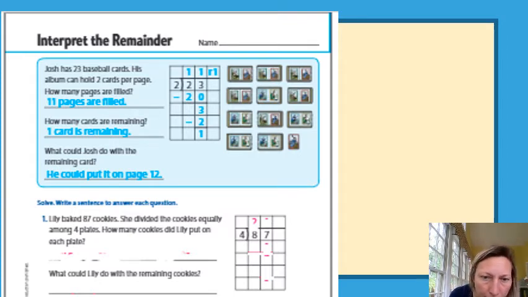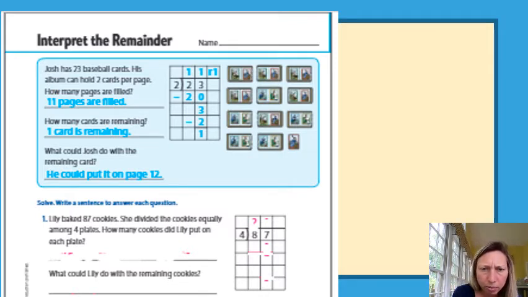Lily baked 87 cookies. She divided the cookies equally among 4 plates. How many cookies did Lily put on each plate? So if you want to go ahead and go grab this, it's your next page in your workbook. It's page 315. So what are we going to do first?